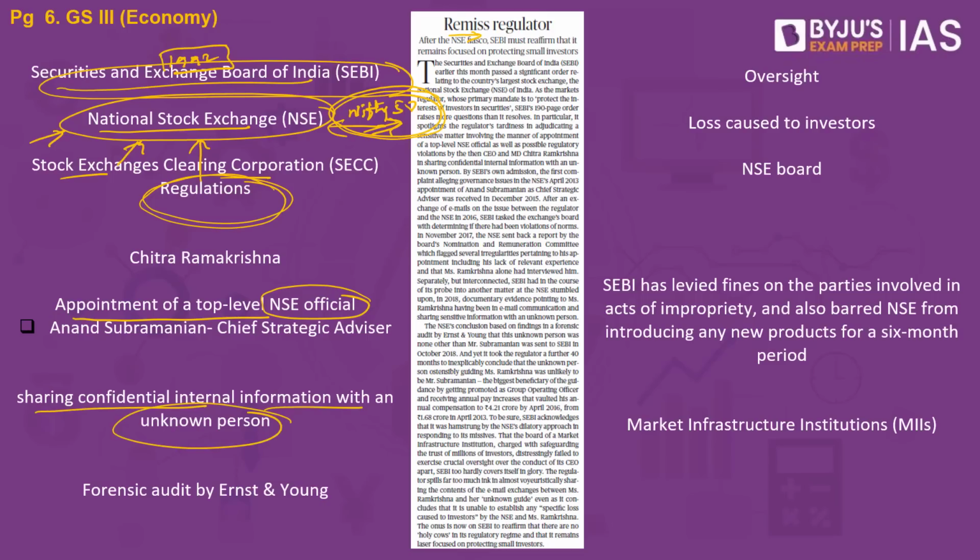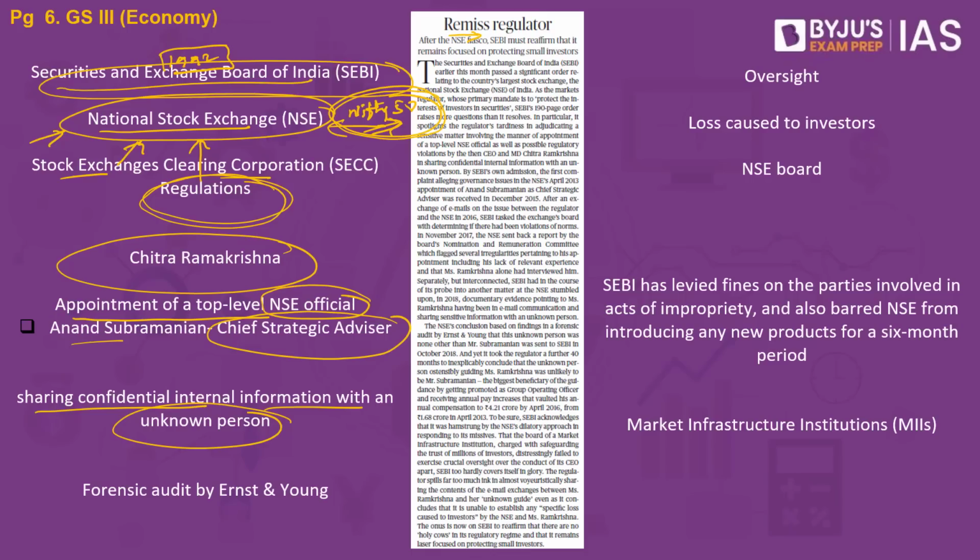So the National Stock Exchange is one of the largest stock exchanges in India, and it is regulated by the rules and regulations of SEBI. But what has happened in the recent past? We have Chitra Ramakrishna, who happens to be the former managing director and chief executive officer of the National Stock Exchange. What does she do? She goes on to appoint a person called Anand Subramanian as the chief strategic advisor to the National Stock Exchange. This is where the major problem is. So the first major problem is with respect to the appointment.